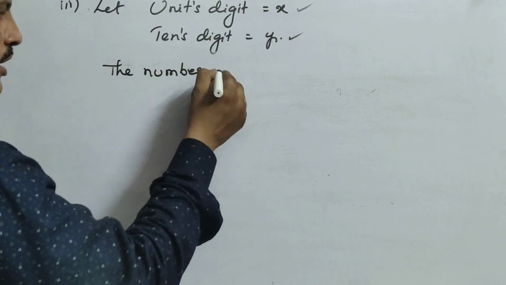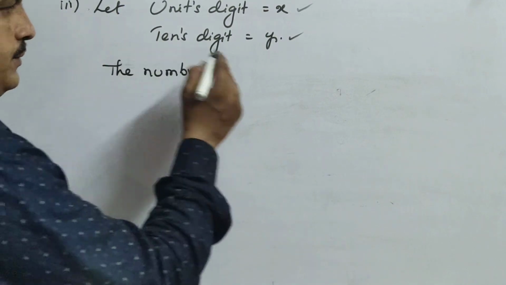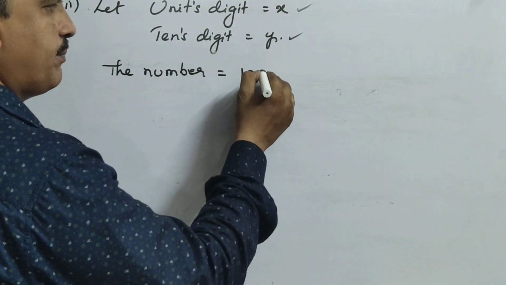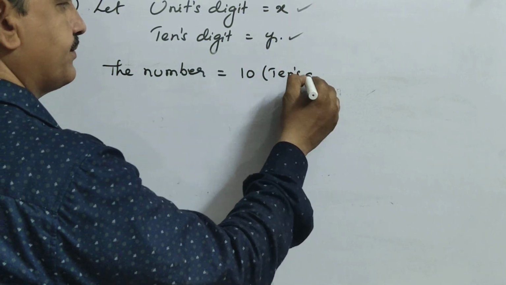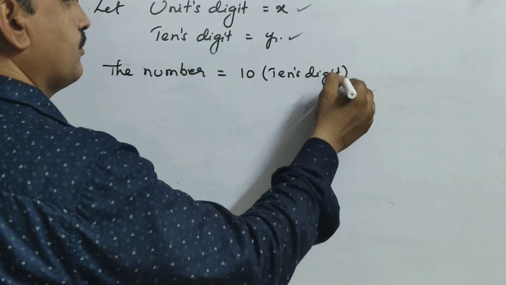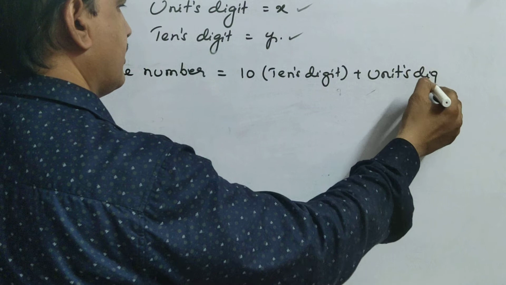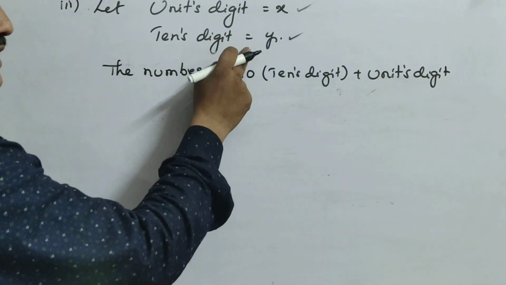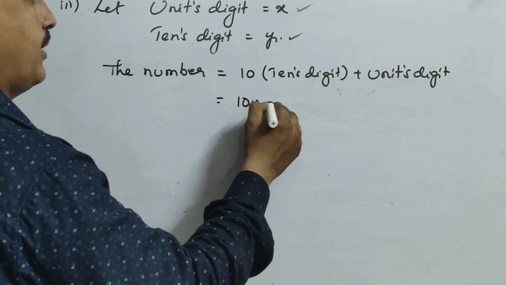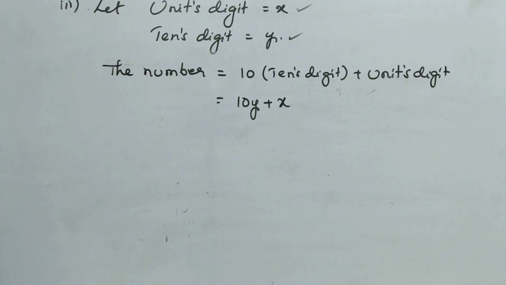How to find the number? For any sum, they will always ask you for the number first. So the number equals the tens digit multiplied by 10, that means 10 into tens digit, plus units digit. That means 10 into, what is the tens digit we consider here? y, plus units digit x. So the number is 10y plus x.